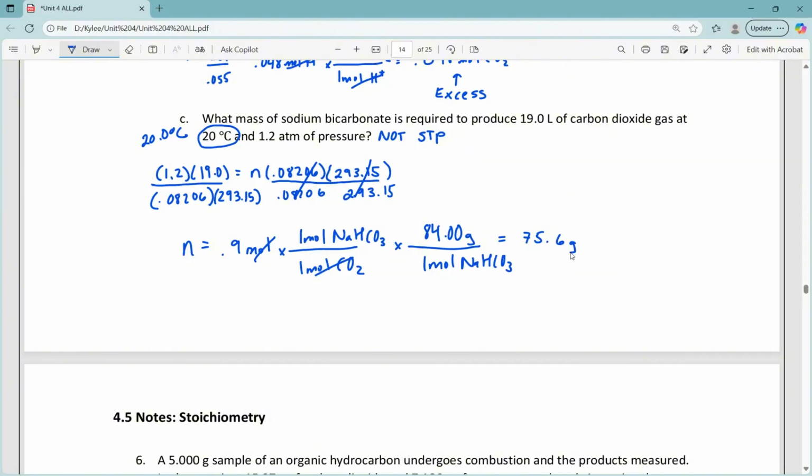75.6 grams. Again, this is not going to be very accurate because we really should have had more significant figures up here in our original problem so that we could get a more accurate mass, but we would need about 80 grams if I was keeping to that one significant digit.